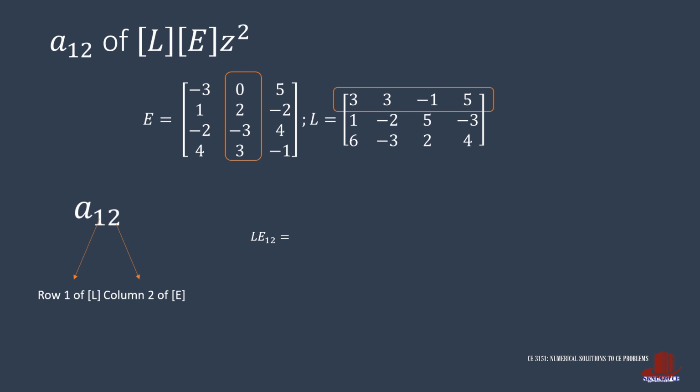Element 1, 2 of matrix LE is the summation of 0 times 3, 2 times 3, negative 3 times negative 1, and 3 times 5. Simplify this summation to have 24. So the left expression can be written as 24z squared.